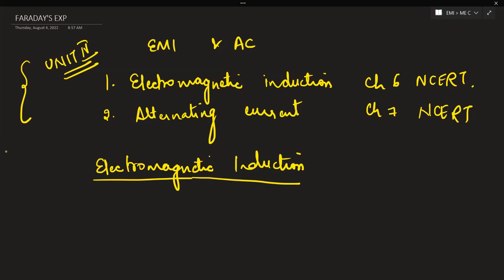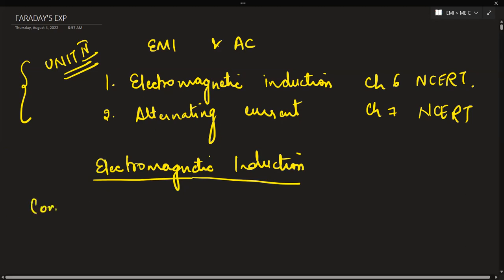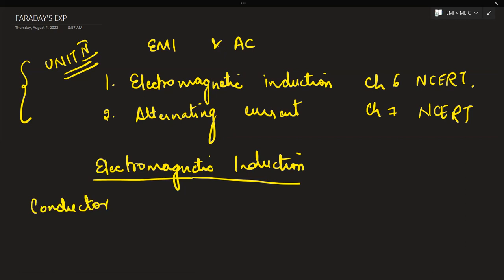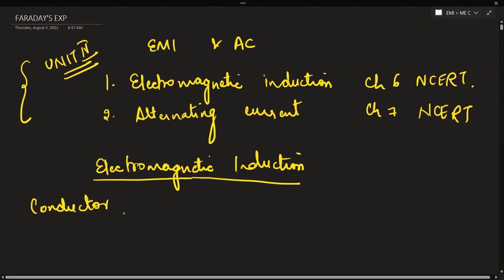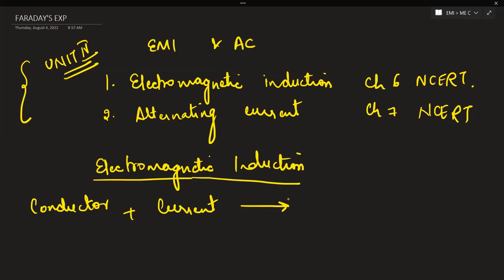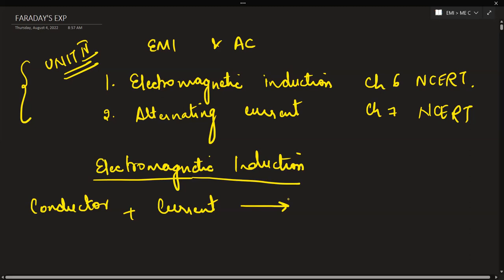Now electromagnetic induction, why did this arise? Before this lesson began, whatever we had studied earlier, I'm discussing that right now. When we had a current carrying conductor with us, what did you see? A current carrying conductor produces what? Can anyone answer this? Current carrying conductor produces magnetic field. Exactly.